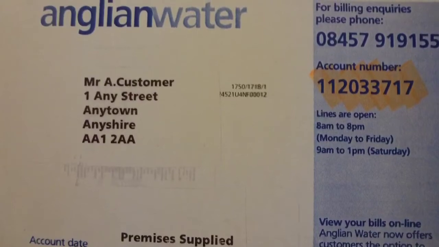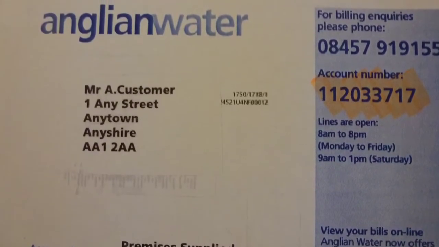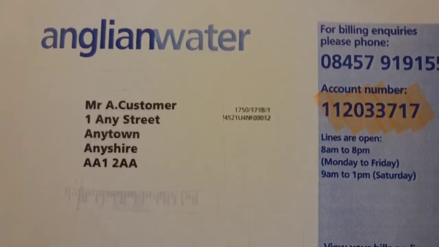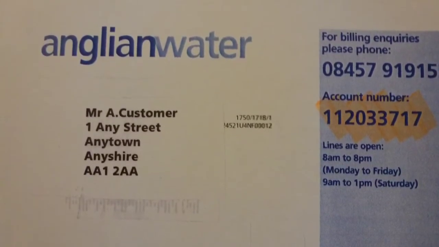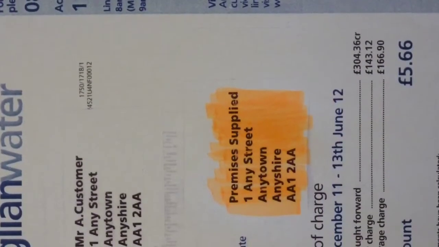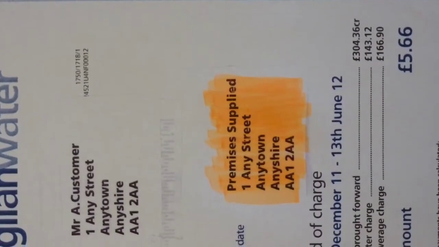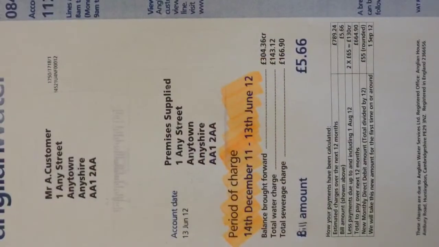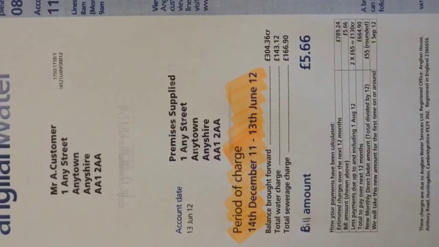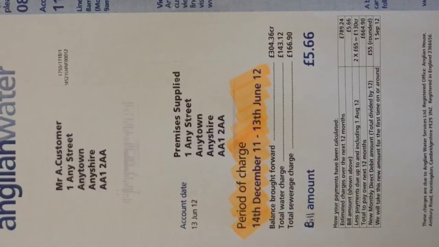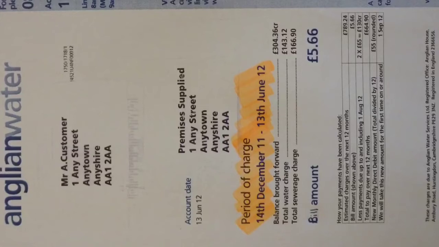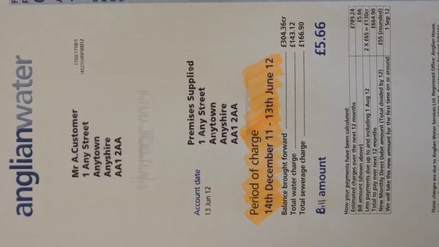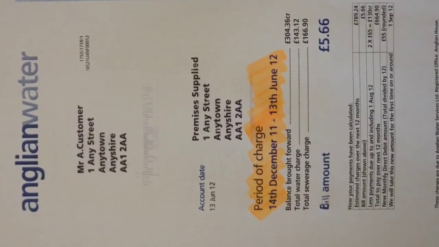Looking at the front page of your bill, at the top on the right hand side is your Anglian Water account number. If you have this when you call, that's great, but don't worry if you haven't. The premises supplied is where the water is used. This is normally the same as the address on the envelope. The period of charge information, which appears underneath the premises supplied details, shows the period of time the bill covers. In this example, it's from the 14th of December 2011 to the 13th of June 2012.